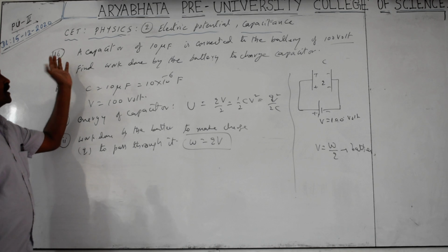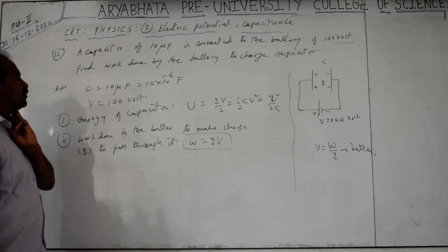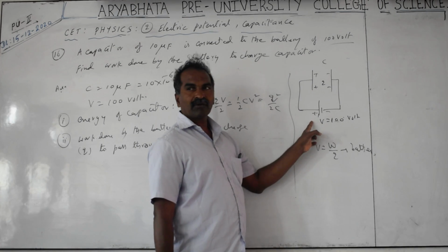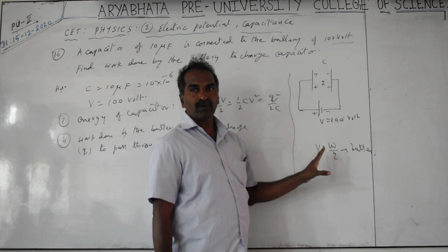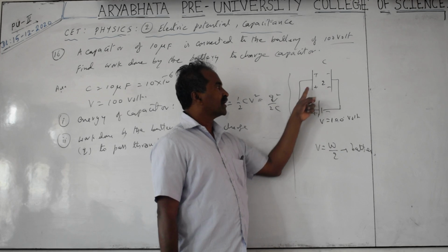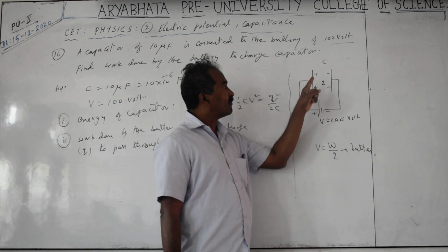Next, 16th question. A capacitor of 10 microfarads is connected to a battery of 100 volts. Find the work done by the battery to charge the capacitor. When a capacitor is connected to a battery of voltage V, the capacitor voltage is also V. After disconnecting also, the voltage difference across the capacitor will be V only. The battery does not provide the charges. It only makes the charges flow through it from one plate to the other plate.